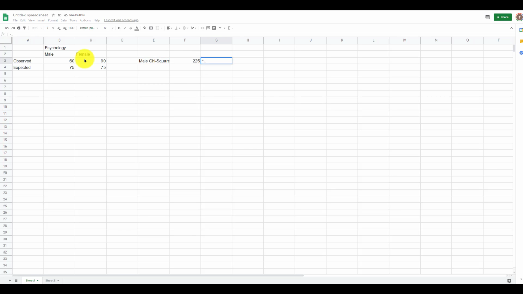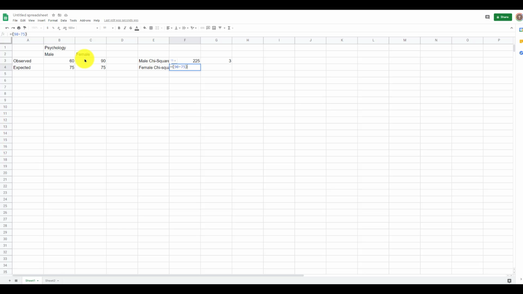And then we take the results of that and we divide it by the expected value. Okay, so that's the chi-square for the male. So let's look at the female chi-square. So we take the observed, in this case 90, minus the expected.